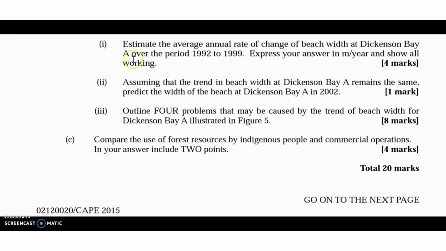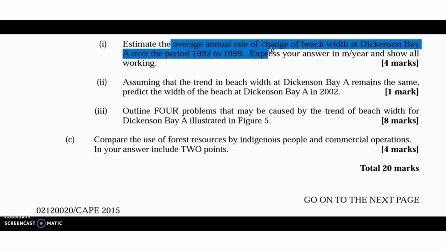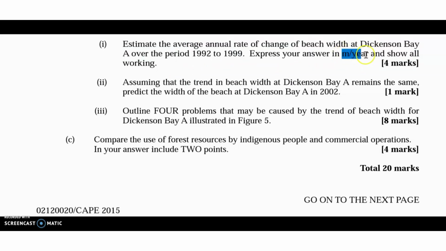Now, the first part of the question says to estimate the average annual rate of change of the beach width at Dickens Bay A over the period of 1992 to 1999. You have to show your working and represent it in meters per year, and show all the working. Okay, let's go through this quickly.